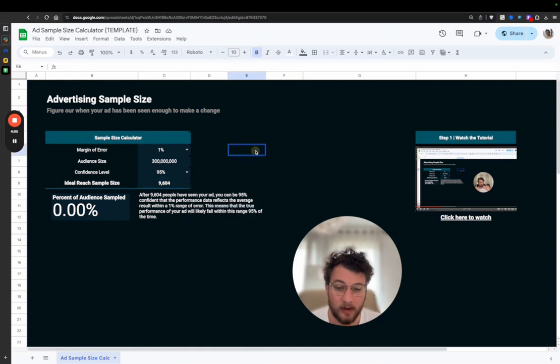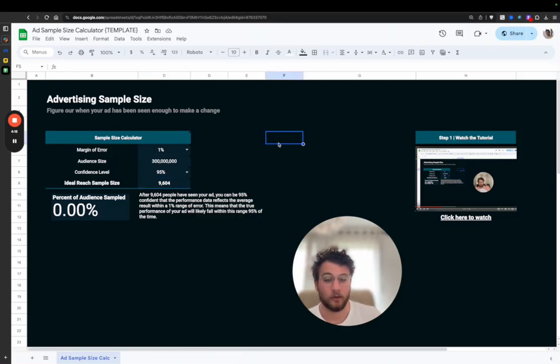Now, this is not impressions, right? Because one person can see your ad multiple times, and therefore you can have multiple impressions per ad, but this is actually going to be the number of people you want to reach with your ad. And so now we know we need at least 9,604 people to see our ad at a minimum before we can say this creative worked or this offer worked or whatever we are doing.